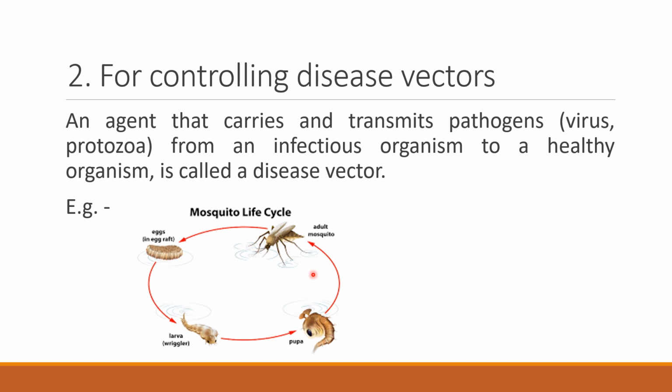So if you consider the life cycle of the mosquito, most of the stages of its life cycle, that means the eggs, larva and pupa, all these three stages are found in water. So if you destroy the mosquito breeding places, you can destroy all these three stages, and you can remove the mosquito from our environment. Then we can prevent diseases like dengue and malaria, as we remove the mosquito from our environment.